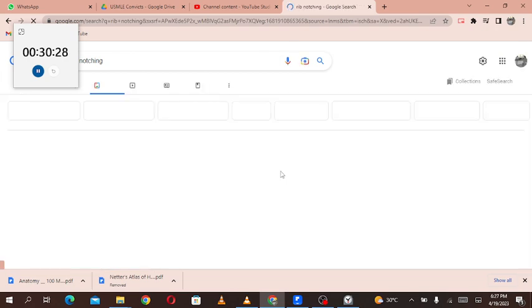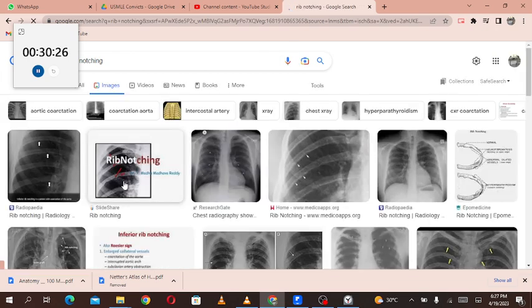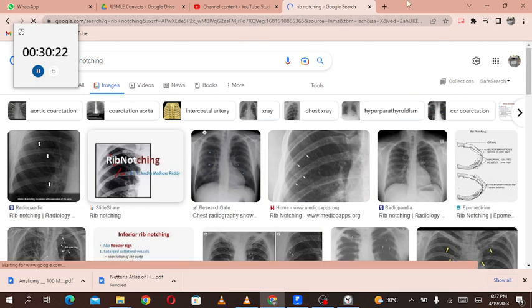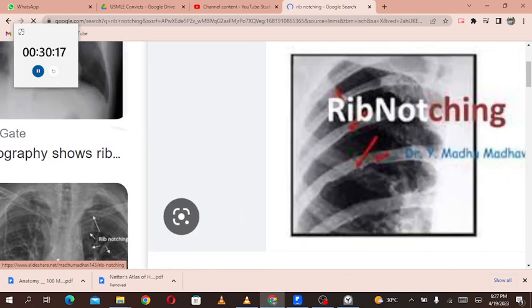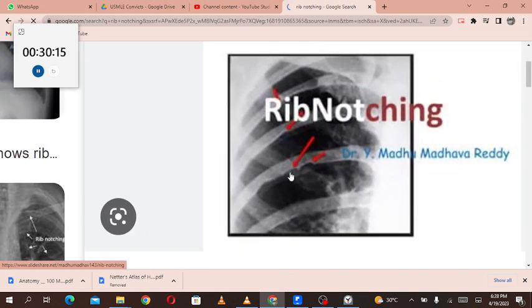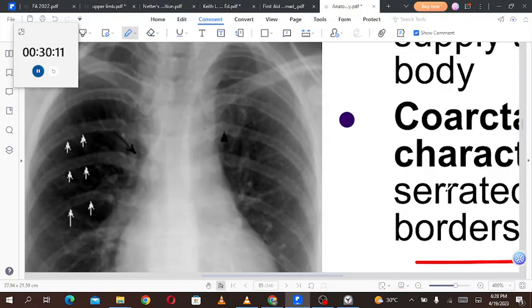So rib notching is seen over here. Yes, that is a good picture. So if you can appreciate this picture, here you can see the serrated appearance of the inferior margin of the ribs, that is called rib notching.